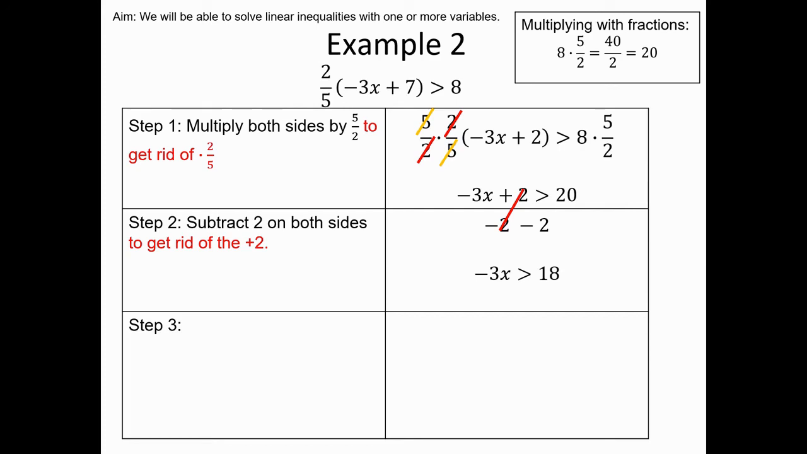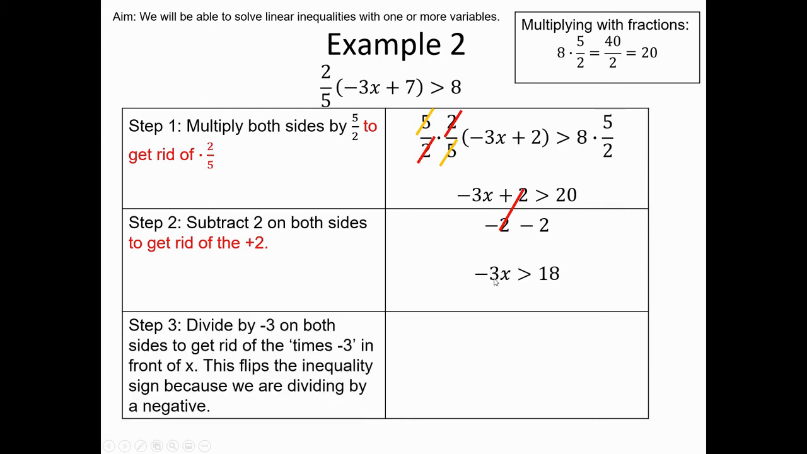So then our next step is to get rid of this negative 3. Well, remember, this doesn't mean 3 minus x or x minus 3. This means negative 3 times x. So the opposite of times negative 3 is to be divided by negative 3. And we have to keep in mind that's going to flip the sign, right? Because it's divided by a negative number. So divide both sides by negative 3.